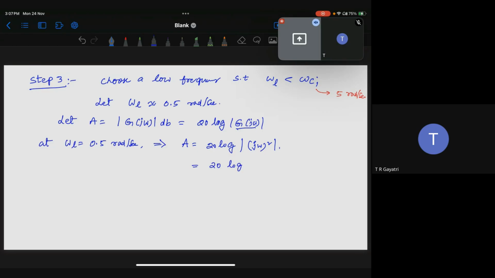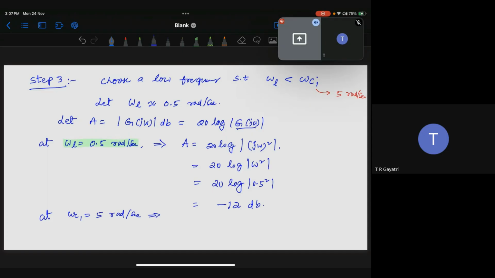So 20 log, this is going to be omega square. So 20 log, so this is going to be 0.5 square. If we calculate it, we will get minus 12 dB. So that is at omega L. Next, we will calculate at omega C1, which is nothing but 5 radians per second.